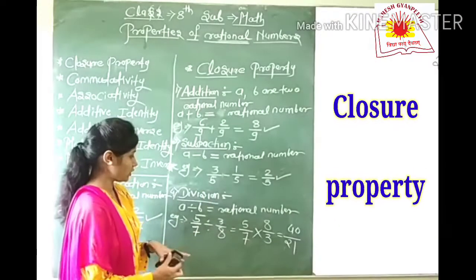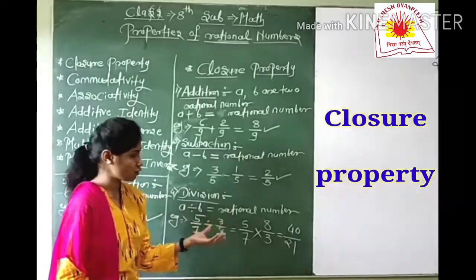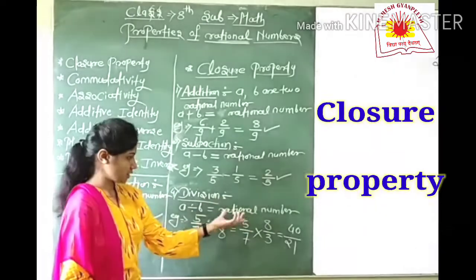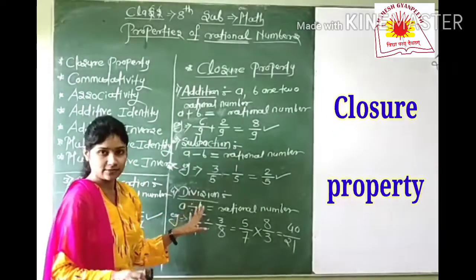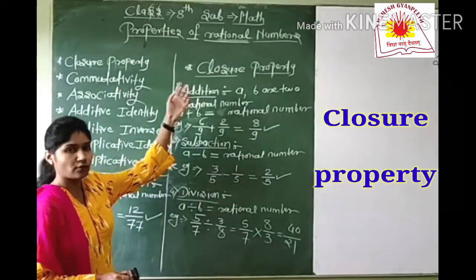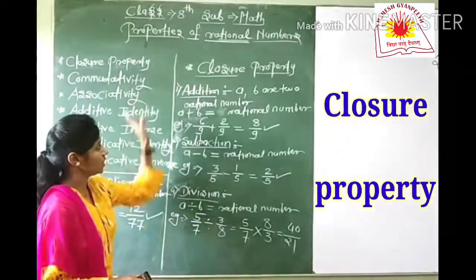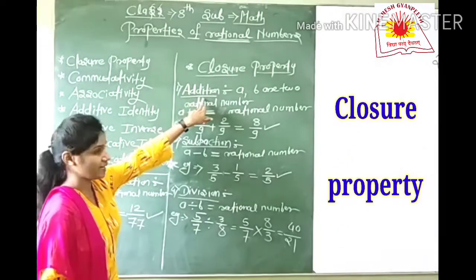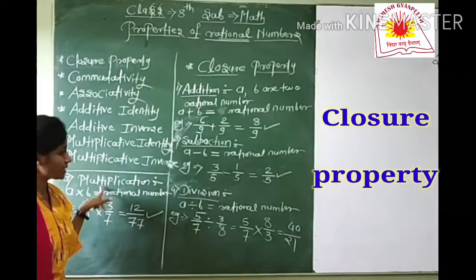When a rational number is divided by a rational number, again you get a rational number. This means the closure property is also applicable on division. You have to understand this closure property: it is applicable on all the 4 operations, addition, subtraction, multiplication and division.